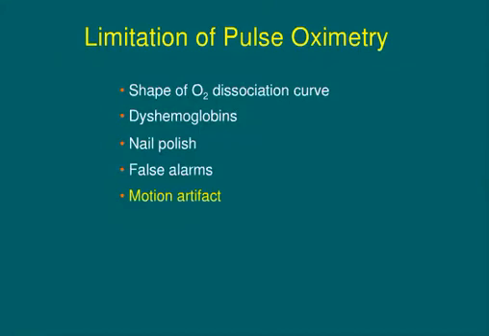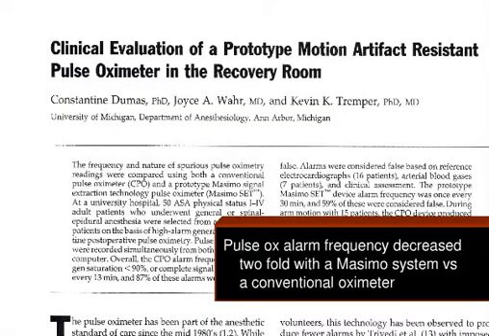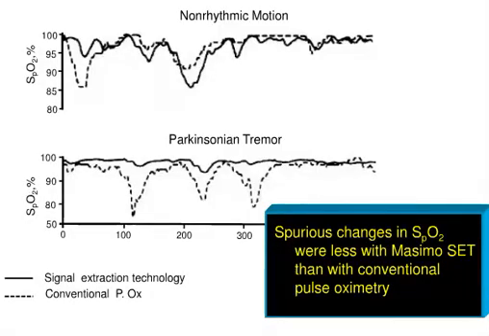Motion artifact continues to be a big problem with pulse ox. Then in the late 90s, a new technology was introduced, the Masimo signal extraction technology, to try to extract the true signal from a noisy signal that's due to low perfusion. And what they found is that the pulse oximetry alarm frequency was decreased twofold with this system versus the conventional. But even more impressive is how it dealt with actual motion.